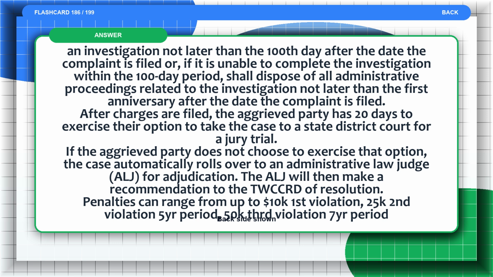After charges are filed, the aggrieved party has 20 days to exercise their option to take the case to a state district court for a jury trial. If the aggrieved party does not choose to exercise that option, the case automatically rolls over to an administrative law judge (ALJ) for adjudication. The ALJ will then make a recommendation to the TWCCRD of resolution. Penalties can range from up to $10,000 first violation, $25,000 second violation within a 5-year period, $50,000 third violation within a 7-year period.